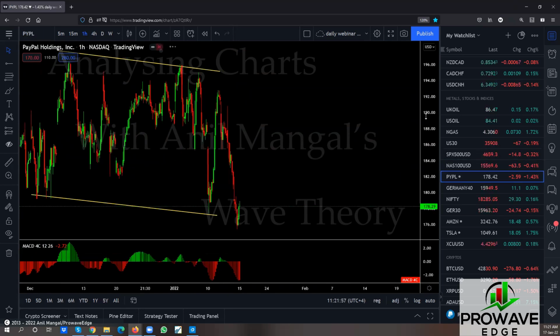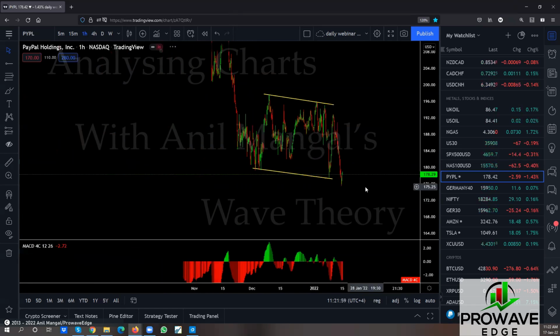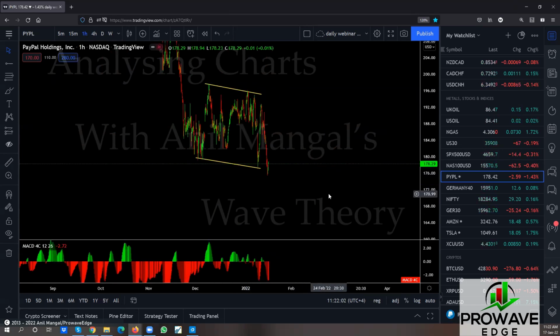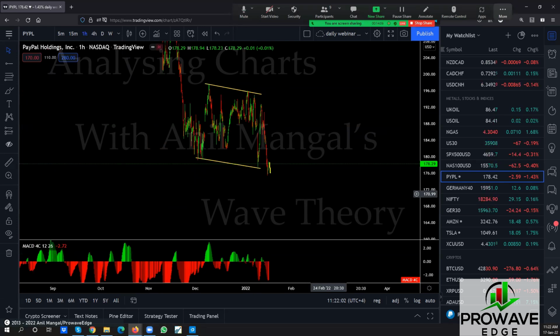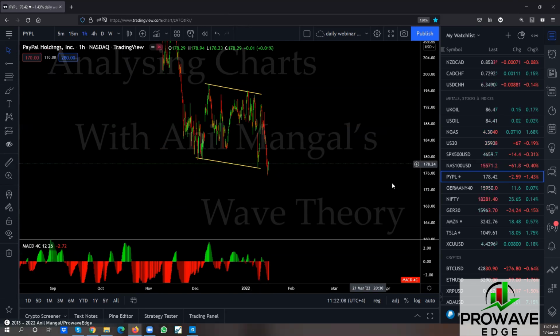PayPal, nothing. It's going sideways. We broke the low. If you get a flag here, then you sell. If it makes a flag here, then you sell. Can it be a reversal from this point? Well, we don't have it as yet.